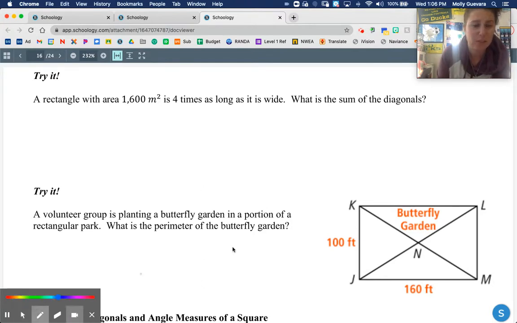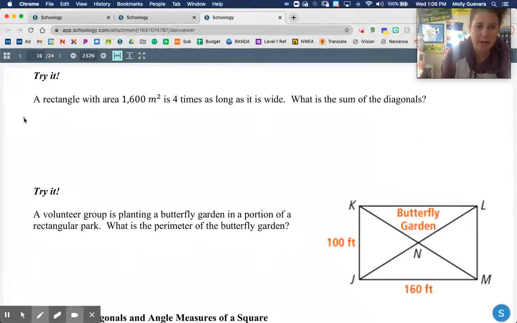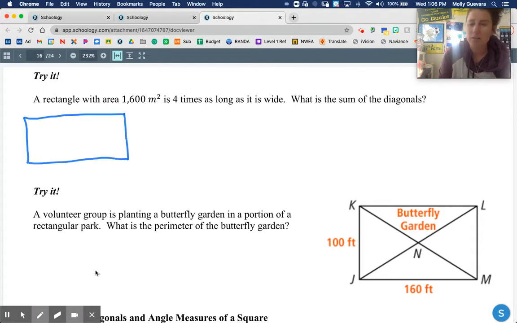Okay. So here we have a rectangle with area of 1,600 meters squared, and it's 4 times as long as it is wide. So what I'm going to do is I am going to draw a rectangle. And I'm going to say, it says, what is the sum of the diagonals? So I'm going to draw on the diagonals too.